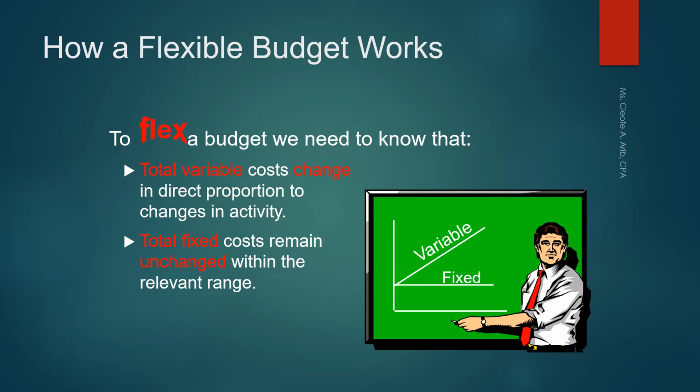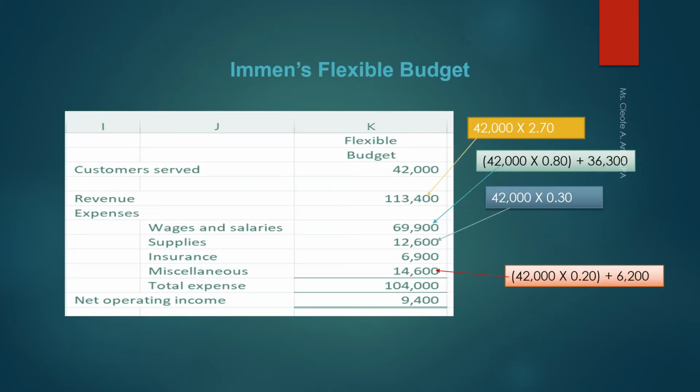So how do we flex a budget? Now, in order for us to do that, we have to recall the cost behavior. Remember that your total variable costs change in direct proportion to changes in activity, while your total fixed costs remain unchanged within the relevant range. So this is Immense's flexible budget. In the flexible budget, we adjust our income statement based on the actual number of customers served.